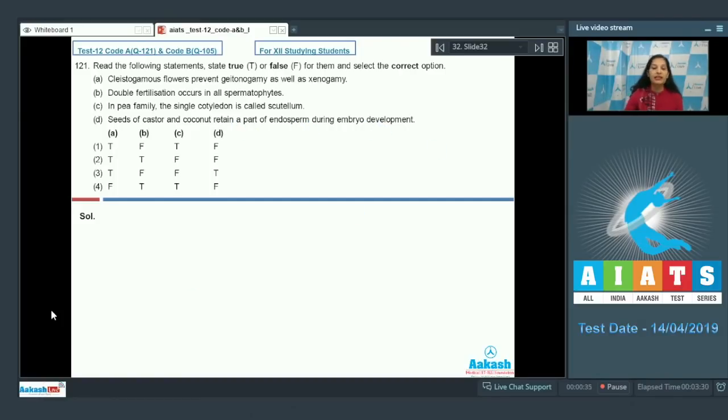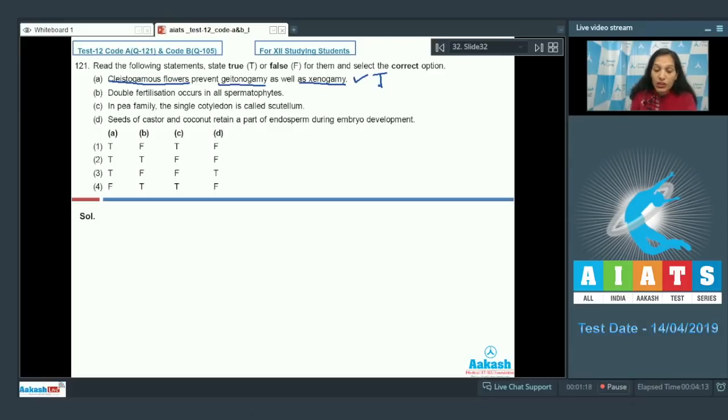You have to analyze in this question which statement is true and which one is false. Clistogamous flowers means those flowers which never open in their lifetime. They prevent geitonogamy as well as xenogamy. It is true. Xenogamy is cross-pollination or allogamy, which can only happen when there is pollination between different plants. It is not possible. Geitonogamy is the pollination between two flowers of the same plant, which is not possible in the clistogamous flowers. So this statement is true.